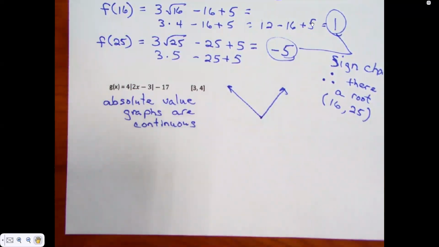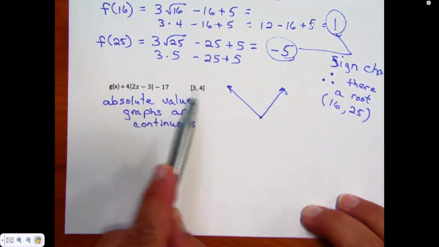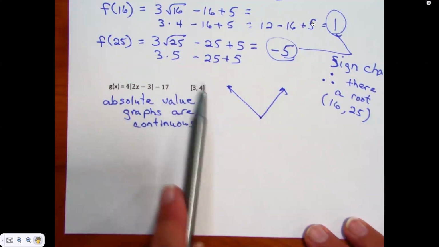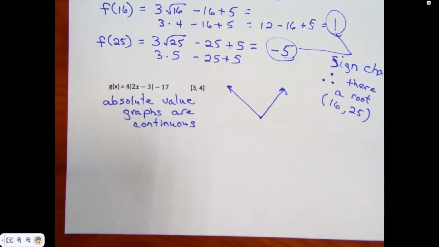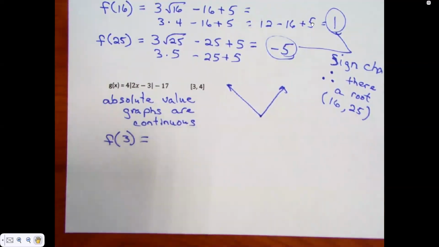We actually only care about, if it was discontinuous at 7, would we care? No, it only has to be continuous for this problem, between 3 and 4. But absolute value graphs are continuous wherever. Okay, and then what do I do next? You actually plug it in. Yep, you're going to do f of 3, get an answer.